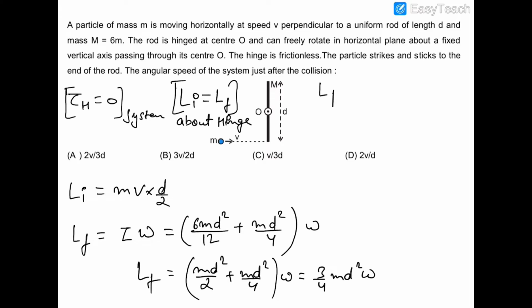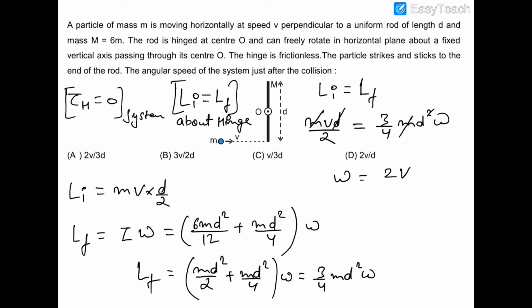And if we balance out the initial and the final angular momentum, then mvd by 2 will be equal to 3 by 4 md square omega, and cancelling this m with m, d with d, omega will be equal to 2v by 3d. So the correct answer will be option number A.